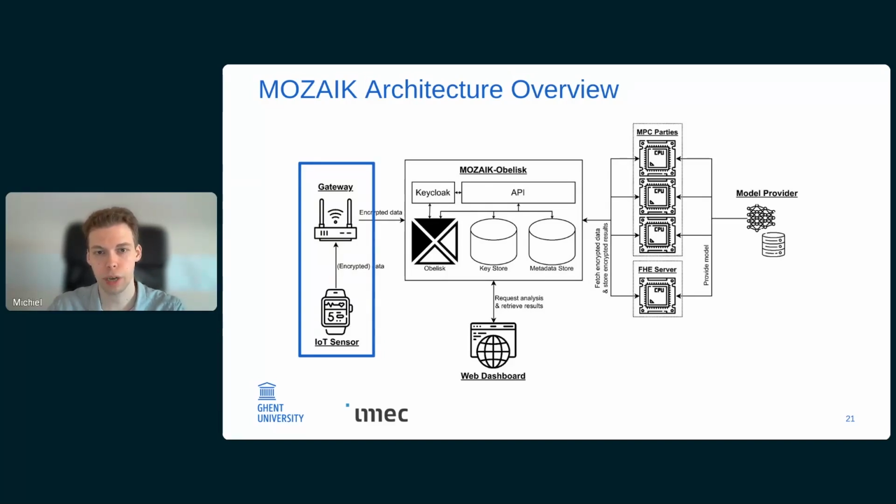Because, for example, if the IoT sensor is a Bluetooth device that does not have access to the internet, it will need to transmit the data to, for example, a smartphone, which will then do the actual encryption and sending of the data to the cloud.